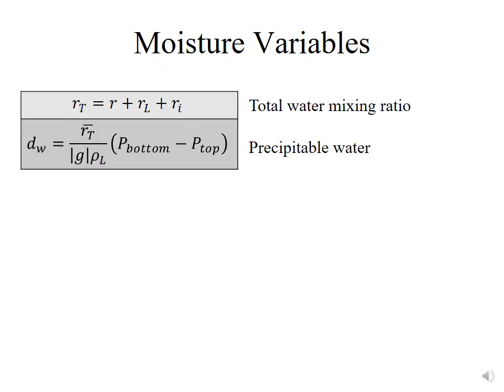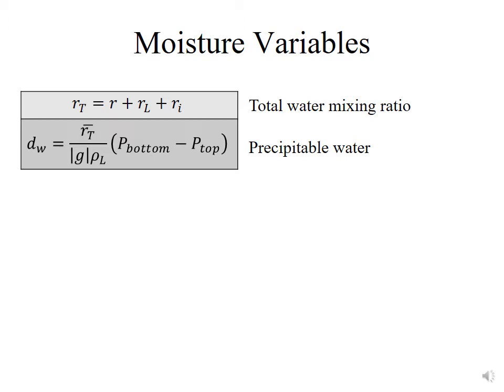So previously, for moisture variables, we had mixing ratio and water vapor pressure. And now what we're focusing in on is trying to get the total water mixing ratio, which includes the mixing ratio r plus the mixing ratio from the liquid component of the hydrometeors plus the ice component of the hydrometeors. So the total water mixing ratio includes all of the water vapor, the liquid water, and the ice, r plus r_L plus r_I.